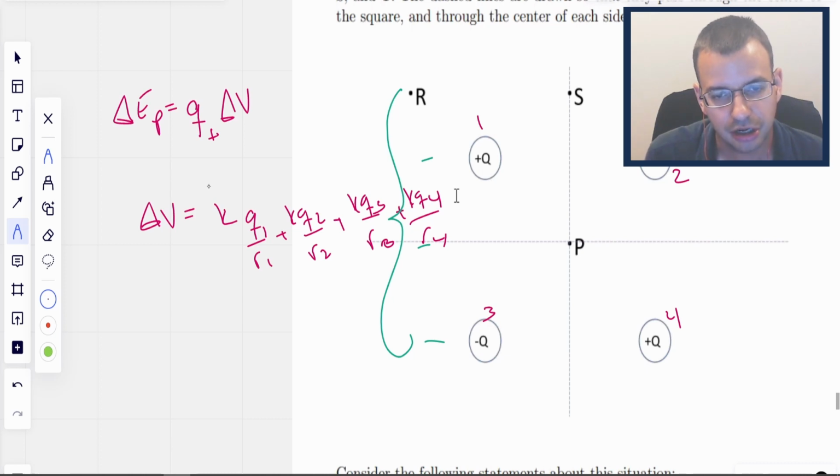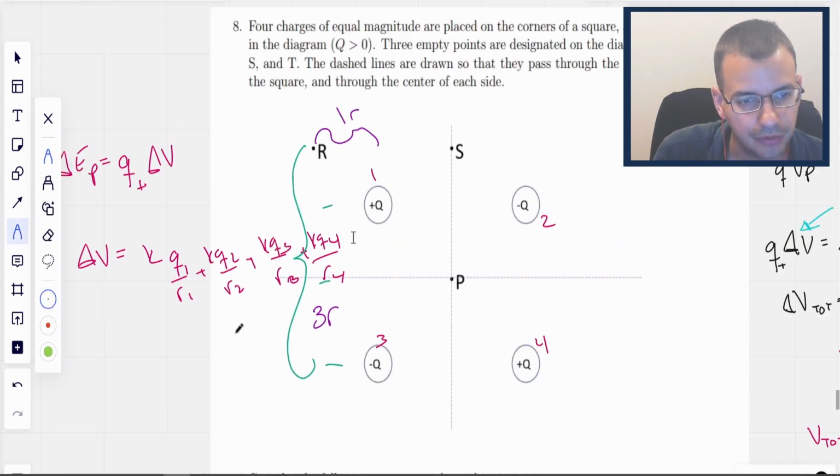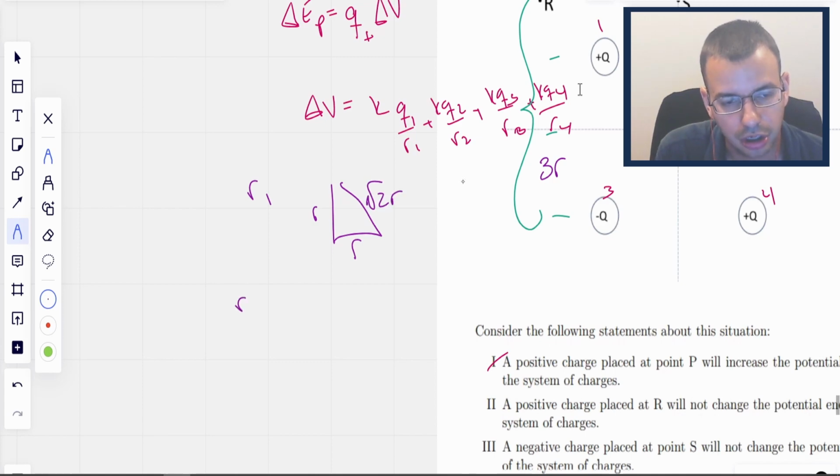This distance right here, I'm going to call 3r. I'm going to call this distance 1r. And therefore, r1 is just going to be this triangle like this. This is square root of 2r. So r1 equals square root of 2r. r3, very similar triangle, except it's going to be 1, 2, 3. Oh, we'll do r4.